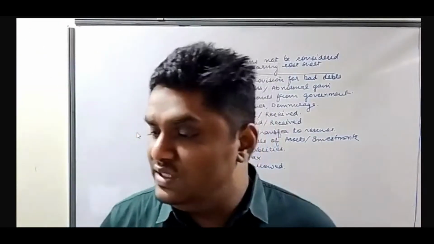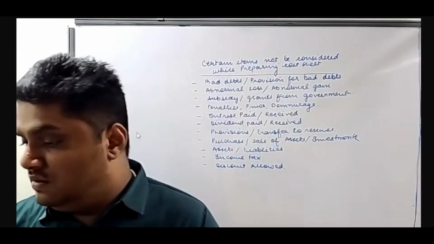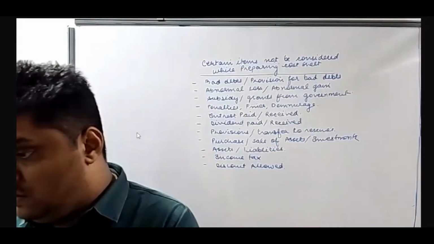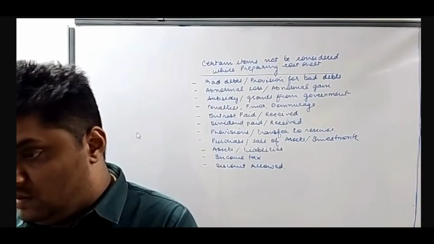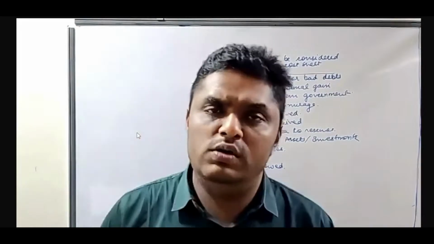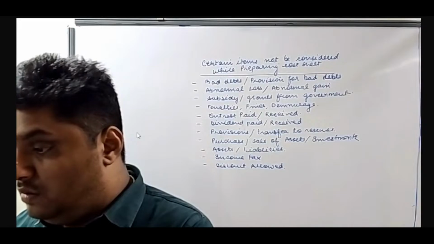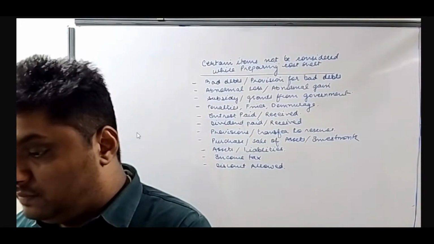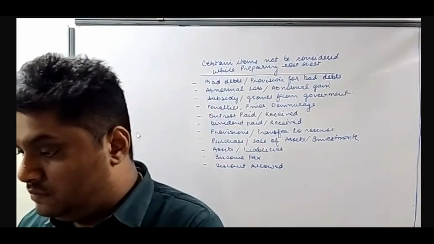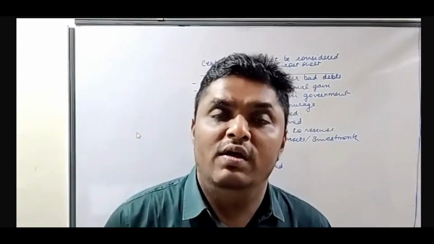So I think this much is more than sufficient. Abnormal loss I have already considered, so this much is more than sufficient. So this is the list of items. There can be a few more also, but as of now, this much is more than sufficient. So I request you guys to please copy this explanation. All these items are to be ignored while preparing cost sheet.